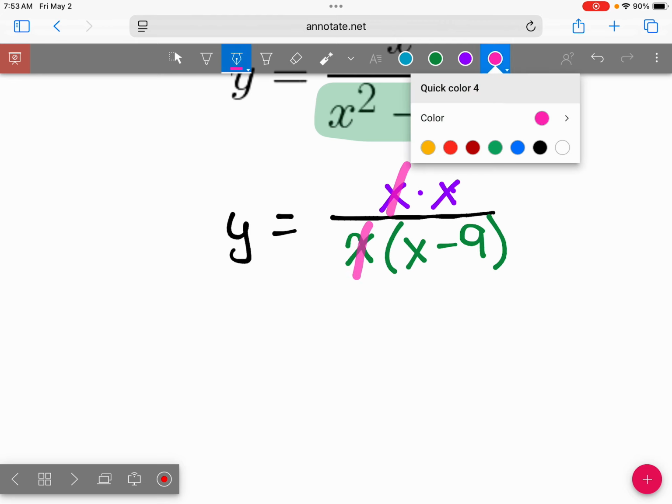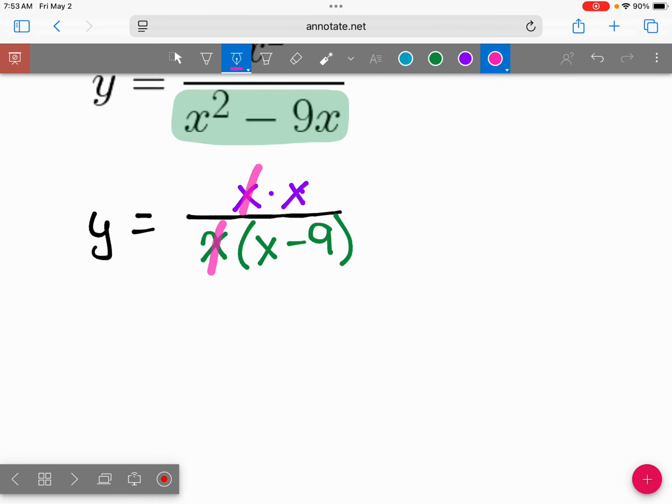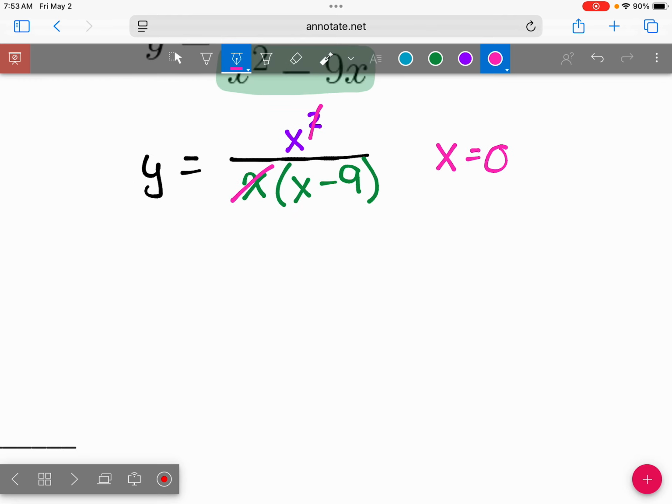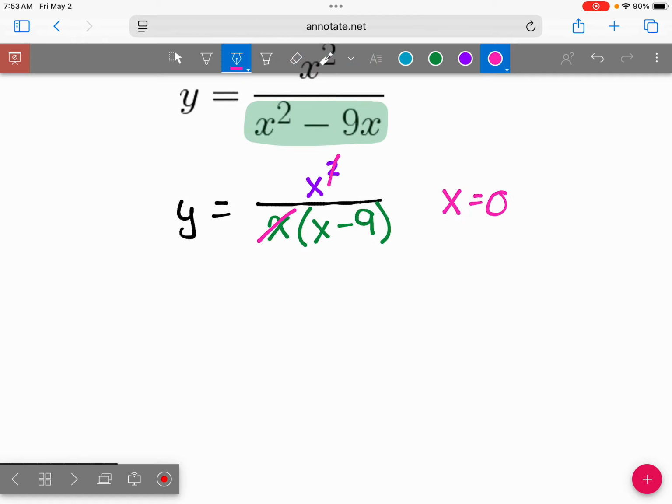Would we still be able to do that if we put x squared instead of x times x? The way we could write that, if we had x squared and we noticed we still had that x there, we'd say that x cancels out with that guy. Okay. And we're still left with x over x minus 9. Boom. So our bit that cancels out is the x.